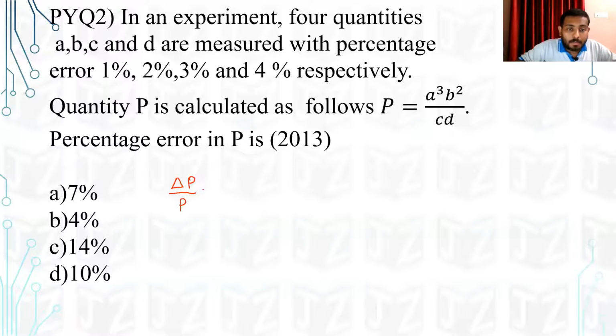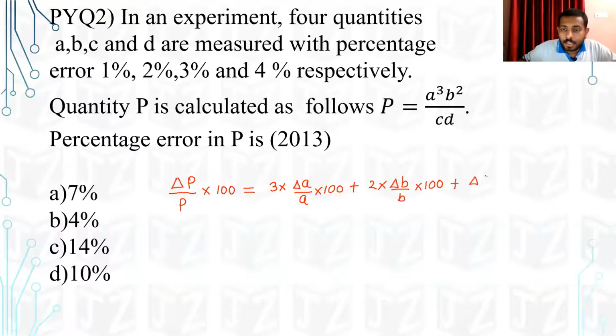The percentage error in P is equal to delta P by P multiplied by 100, which is equal to 3 into delta A by A into 100 plus 2 into delta B by B into 100 plus delta C by C into 100 plus delta D by D into 100.